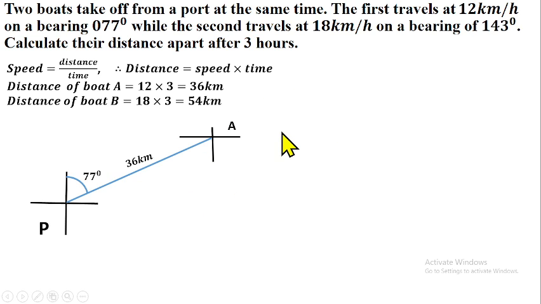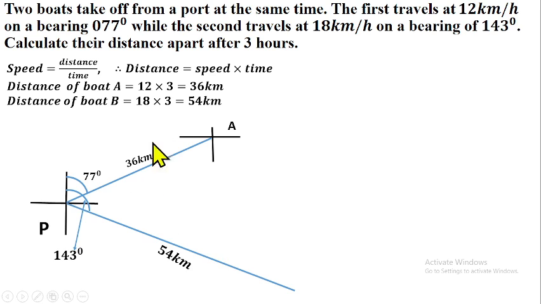Then boat B also left this same port, and its bearing is 143 degrees. So 143 degrees will fall around here, measured from the north to this line. The distance covered is 54 km, which should be longer than this one. Then the cardinal point should be here to represent point B. Then you join A and B together.